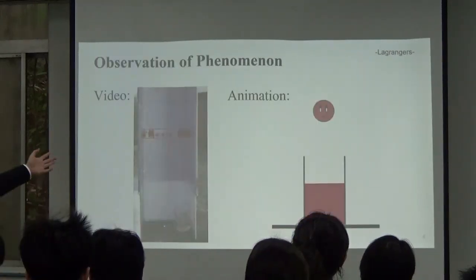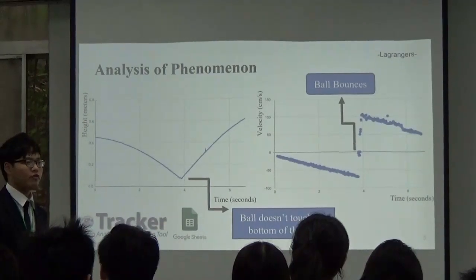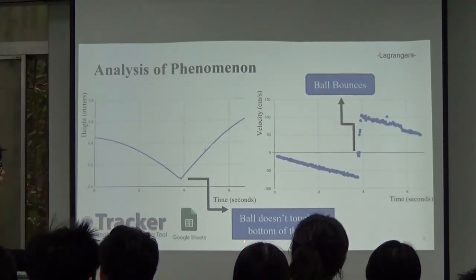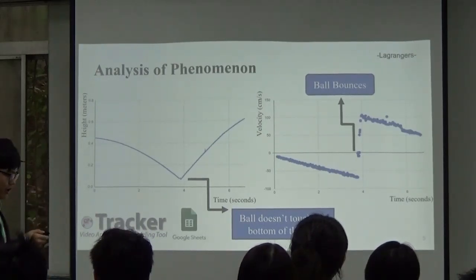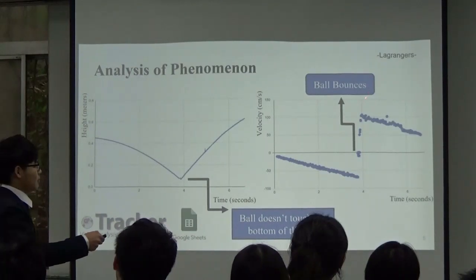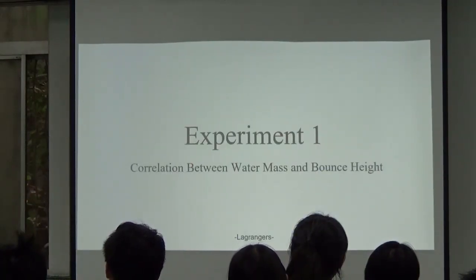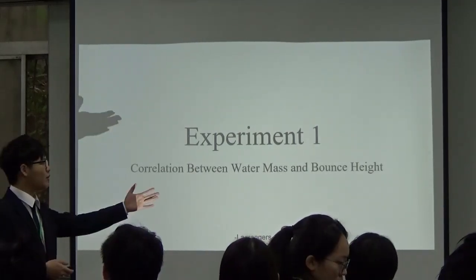Okay, so we have this video, so we put it into Tracker and Google Sheets, and we do an analysis of the phenomenon. From the h-t graph, we can find that the ball doesn't touch the bottom of the cup. And from the v-t graph, we can find that the time when the ball bounces is close to 0. So, in experiment 1, we want to find the correlation between water mass and bounce height.